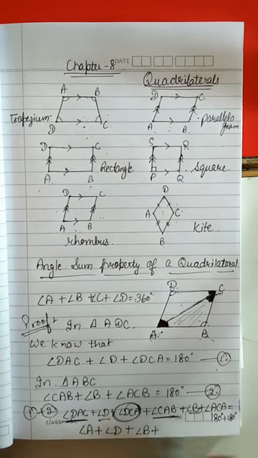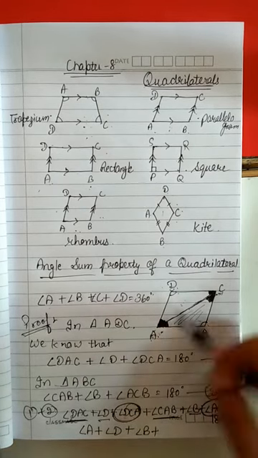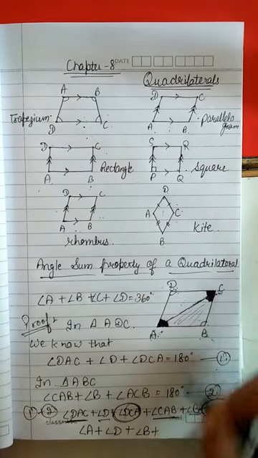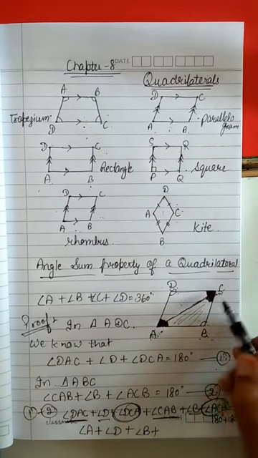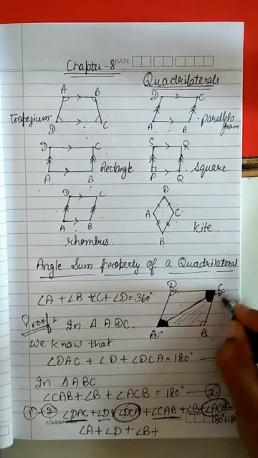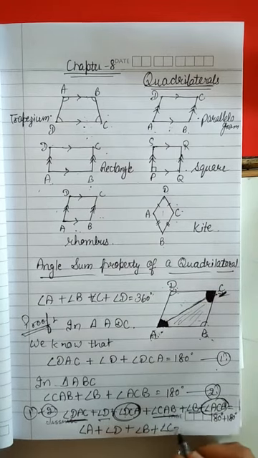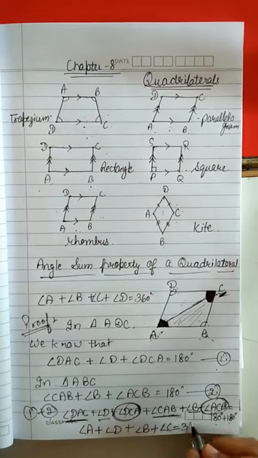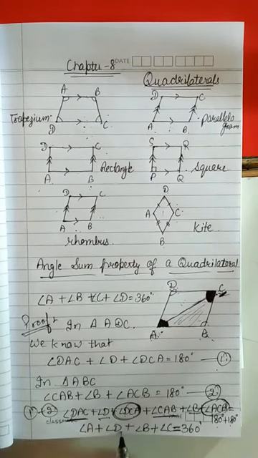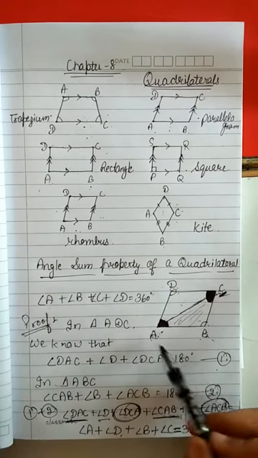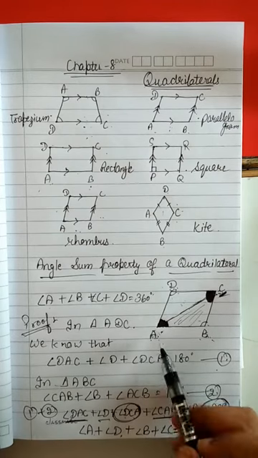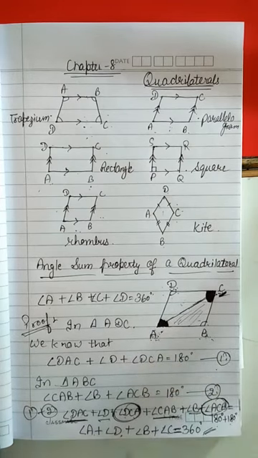Now we join this angle and this angle, DCA and ACB. When we join these two angles, we get angle C. So angle A plus B plus C plus D is equal to 180 plus 180, which is equal to 360 degrees. From here we got that the sum of all angles of a quadrilateral is 360 degrees. Clear?